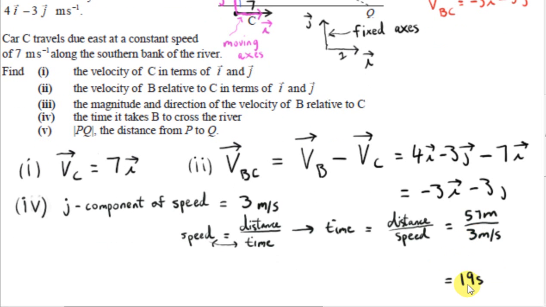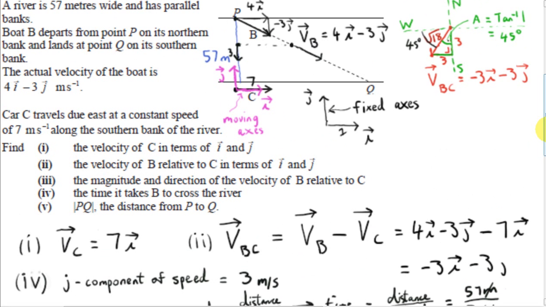Working this out, we get 19 seconds. As an aside, notice that the meters cancel out and we have 57 over 3 over s, and if we multiply above and below by s, we get 19s. 19 seconds. Okay, so the time taken for the projection of the boat onto the vertical to go from P to this point here is the same, of course, as the time taken for the boat to go from P to Q.